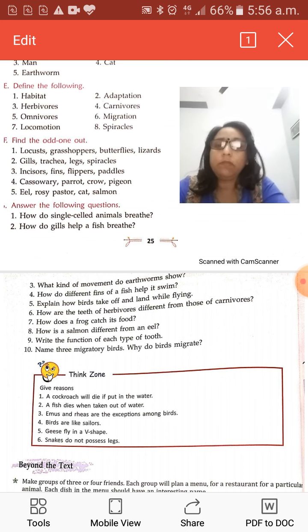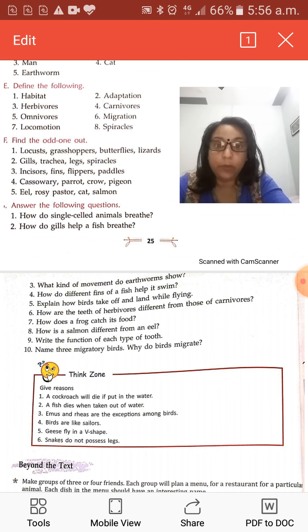Now the next one is, what kind of movement does the earthworm show? Have you seen the earthworm? No? You must. In the rainy season, you can see many earthworms here and there.